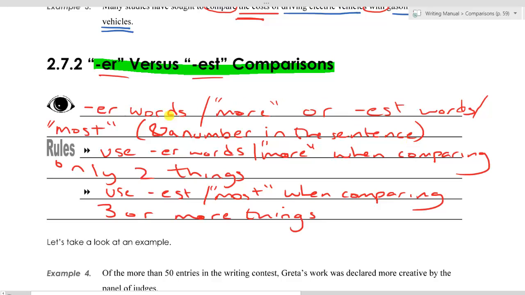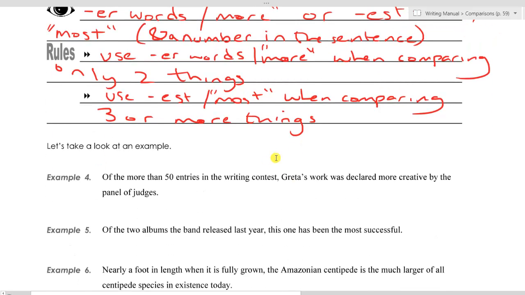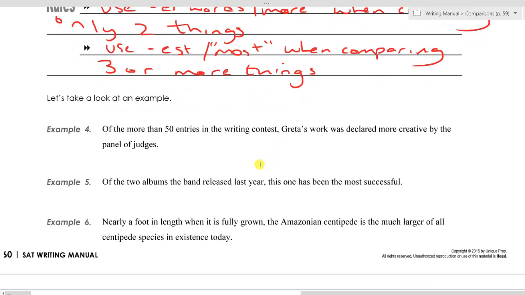So if you were to see something like "greater" in a sentence, and somewhere else you were to see something like four people, it is possible that this "greater" will have to be changed to "greatest," because when we are comparing four people, we use EST words, not ER words. Take a look at examples 4, 5, and 6, and you will see what this rule is all about. Go ahead and do those on your own right now.